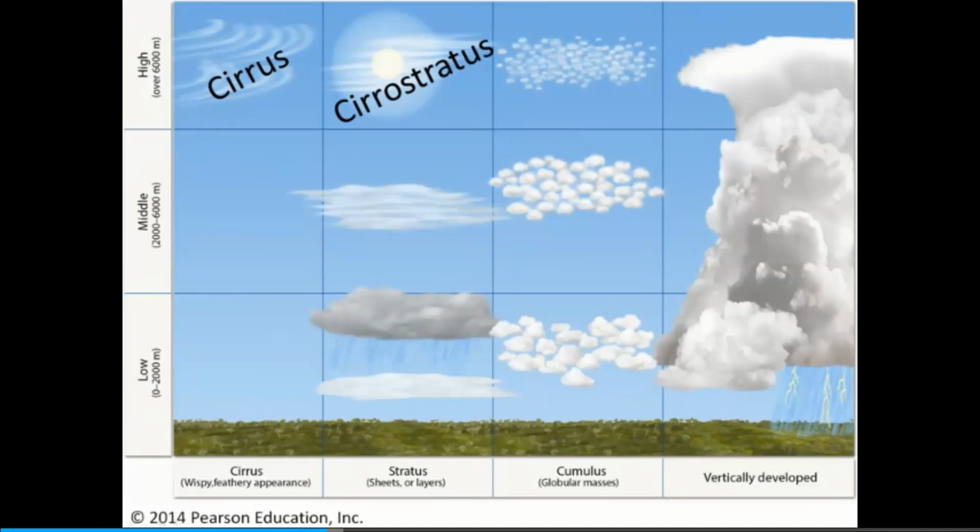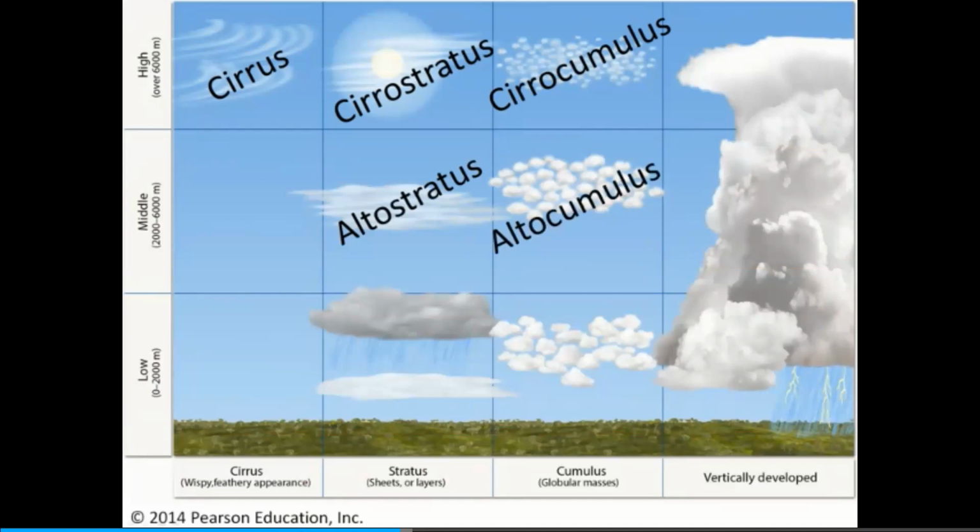Next up, moving over to the right, we've got cirrocumulus. Cirrocumulus are high globular clouds. We've got altostratus right here. Altostratus occur at middle altitudes, and you can see that they seem to have a layered appearance. And then at that same altitude, maybe you'll have the globular masses. That would be altocumulus. So alto is the prefix for both of those, and then their shape, stratus or cumulus.